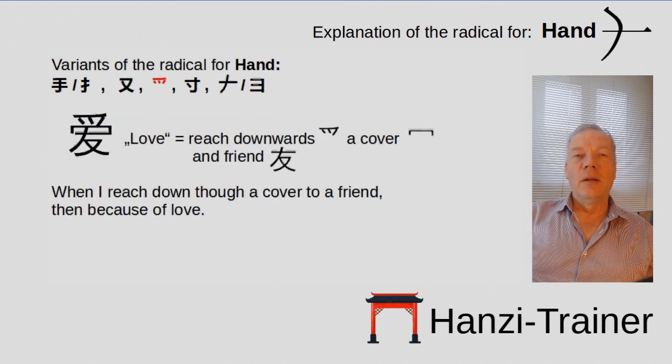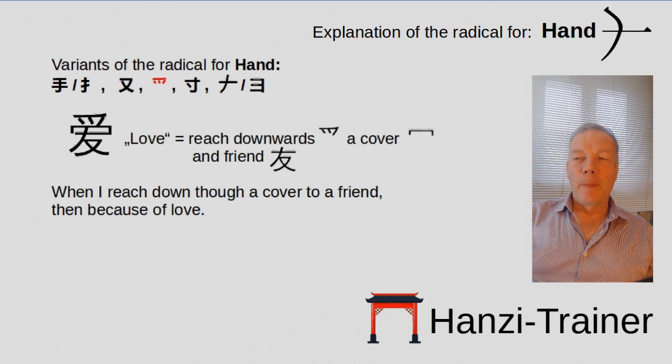The next one is the character for love with the pronunciation ài, and this is composed of that hand which is reaching downwards, a cover, and the character for friend, which we already discussed. It has this memory phrase: when I reach down through a cover to a friend, then because of love. Well, this memory phrase does not make too much sense, but nevertheless, I think that a memory phrase makes it much easier to memorize a character than simply stroke by stroke.